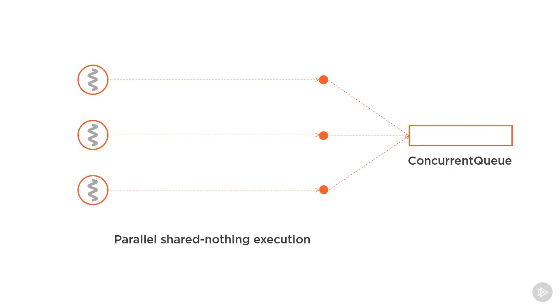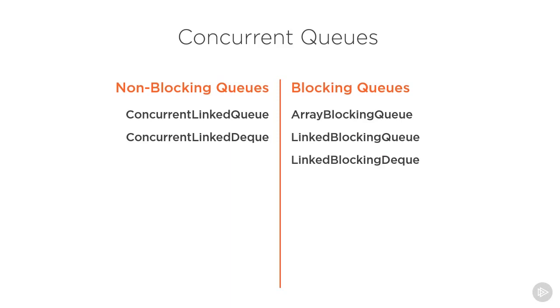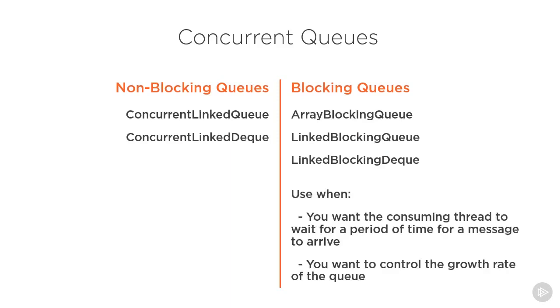There are two variations of these, a set of queues that are non-blocking and a set that are blocking. The utility of the blocking versions is when you want the consuming thread to wait for a period of time for a message to arrive in the queue, or if you want to control the growth rate of the queue. Either way, concurrent queues are a great way to delay or push synchronization to the edges of your tasks.